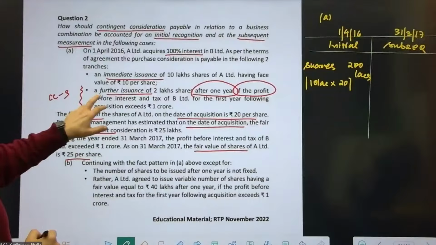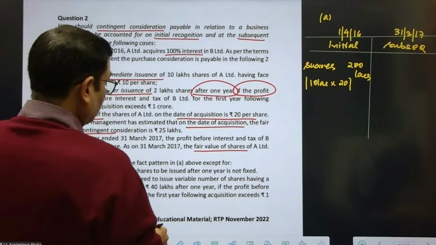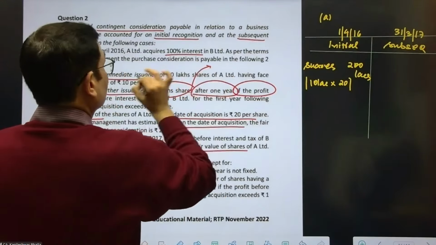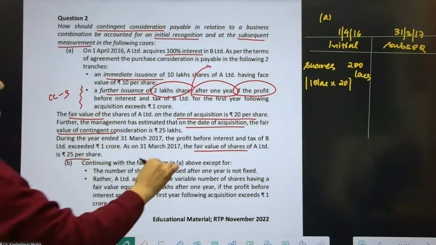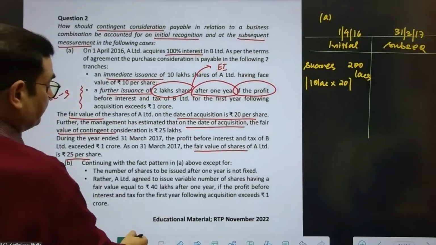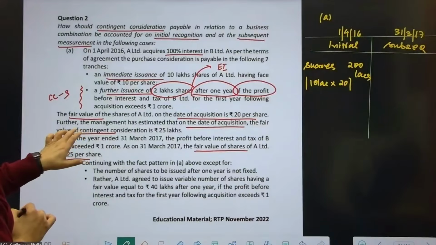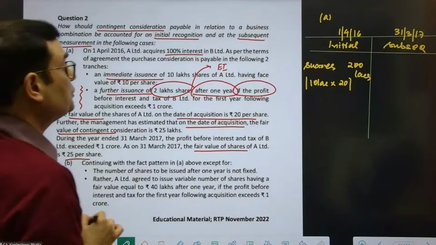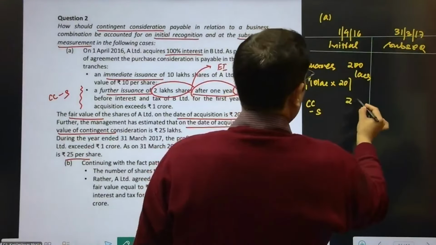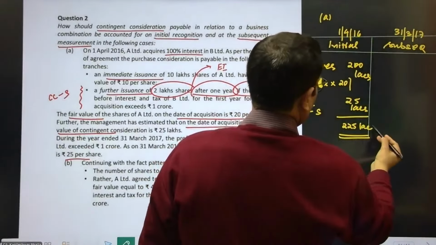And then it says there is a further issuance of 2 lakh shares. Is the number of shares fixed? Yes, it is fixed. Is this supposed to be an equity instrument or financial liability? Equity. Right, it becomes an equity instrument. So no remeasurements will take place at the end of the year. The fair value of this contingent consideration, CCS, on the date of acquisition is 25 lakhs. So the purchase consideration is 225 lakhs.